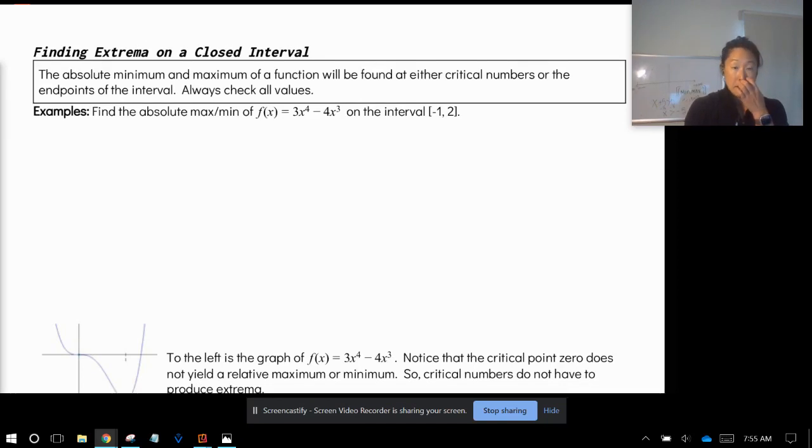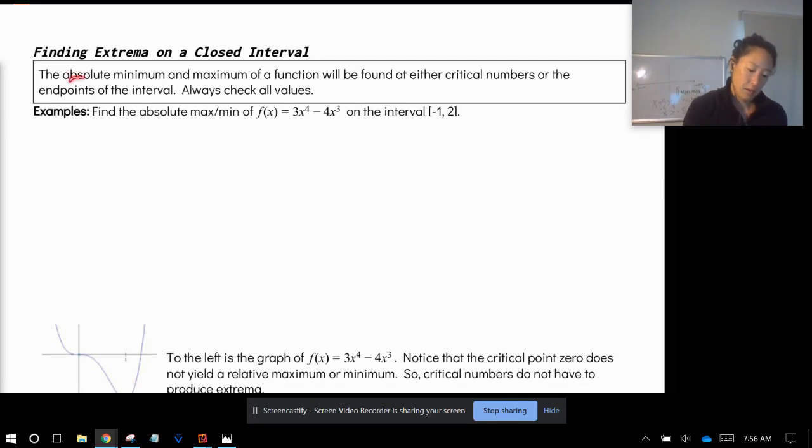So we're going to find the absolute min and the absolute max in this video, and then we're going to find the values of relative mins and relative maxes in 2 videos from now. Okay. So this is how we do it. We know that an absolute min or an absolute max of a function will be found at either critical numbers or the endpoints of an interval. So we just have to check those values.